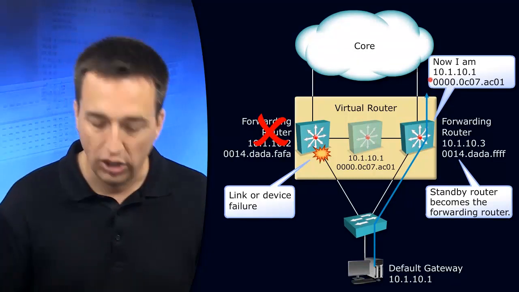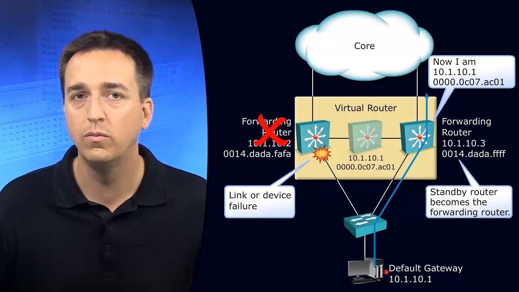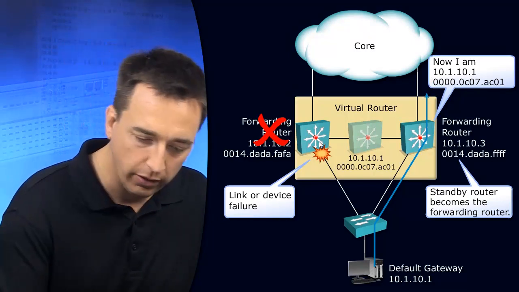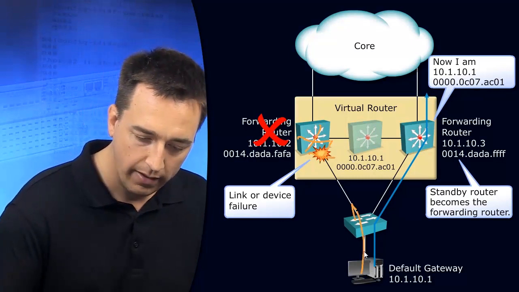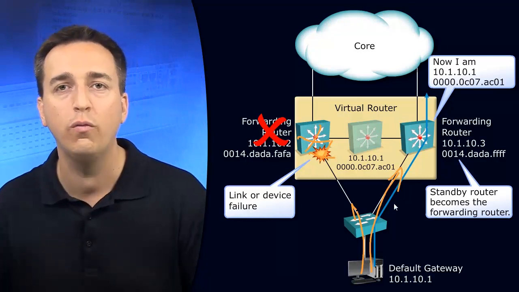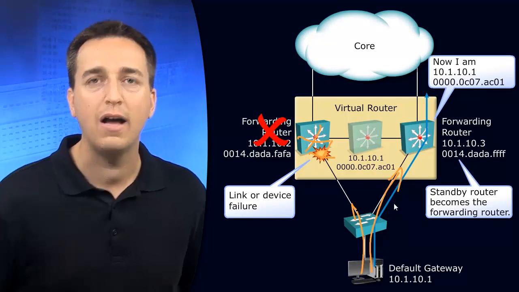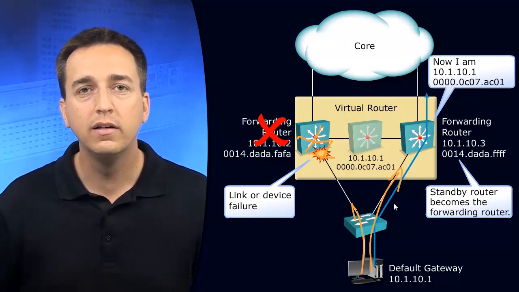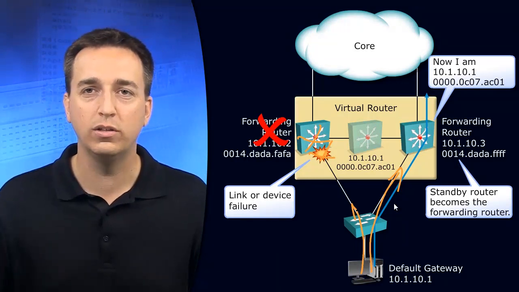Has anything changed on the client? No, it hasn't changed at all. So in this example, the failure occurs, and all of a sudden, instead of the client's traffic going this way, the client's traffic goes this way. So this whole transition from the primary router that was forwarding traffic to the secondary router that's now forwarding traffic is transparent to the end user.